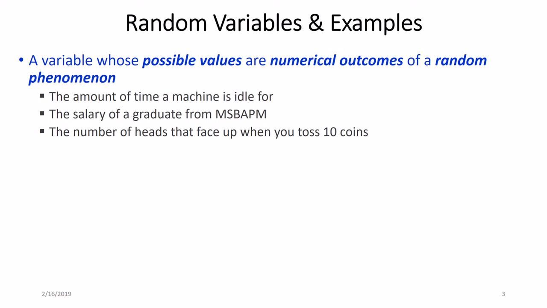Now, what is a random variable? A random variable is a variable whose possible values are numerical outcomes of a random phenomenon. Some examples include the amount of time a machine is idle for, or the salary of a graduate from our program, or the number of heads that face up when you toss 10 coins.